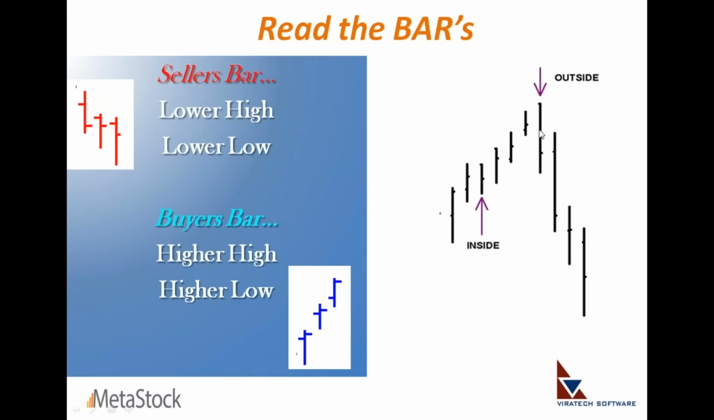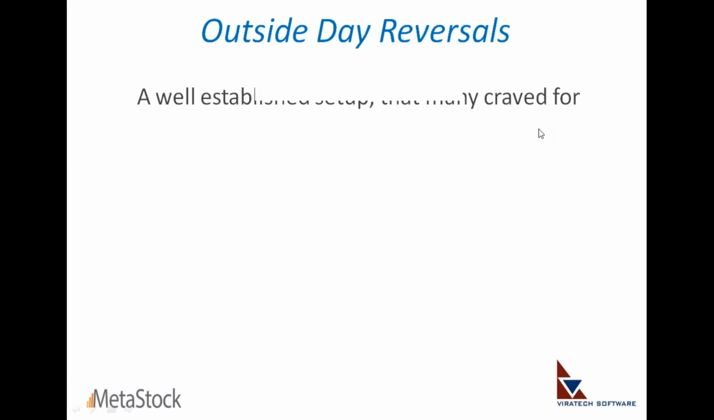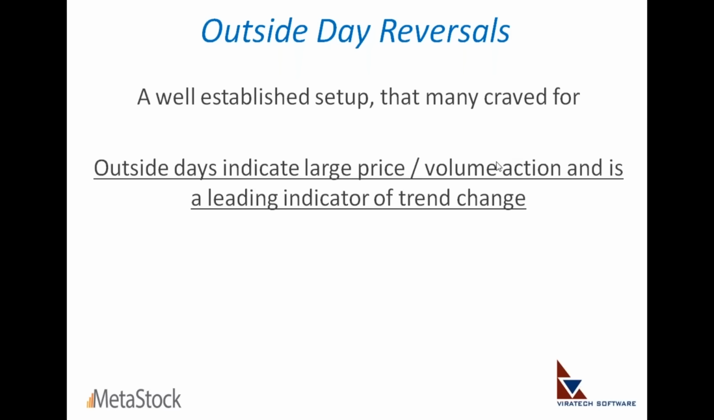You want to look at considering going shorts, getting some puts. There's a lot of things we can do once we have them. Now, outside day reversals, as I said, are really designed around just price action, but usually you would also find the volume action is also coupled with it. You'd have above average volumes with that. I call this a leading indicator of trend change. It's probably one of those first indications that you would get.